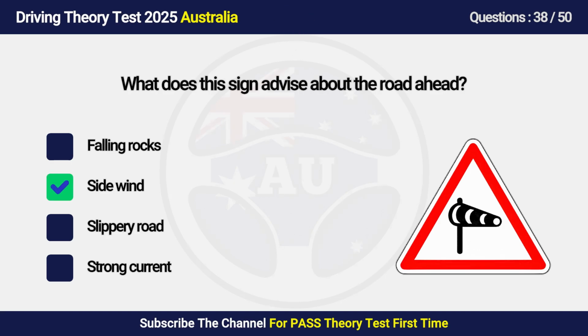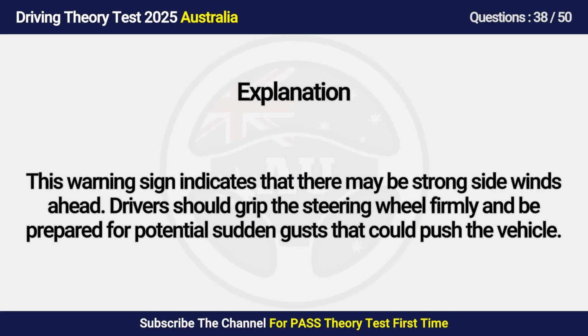Answer is B. Side wind. This warning sign indicates that there may be strong side winds ahead. Drivers should grip the steering wheel firmly and be prepared for potential sudden gusts that could push the vehicle.